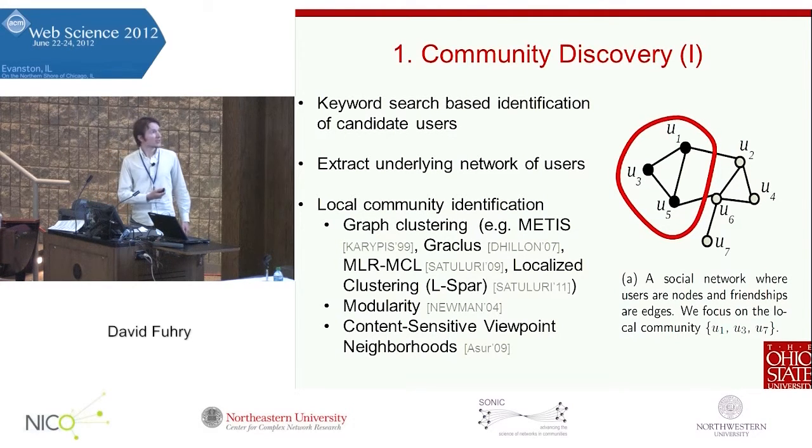So we suggest there's quite a number of works on graph clustering, which we present some here, or you could use modularity, or to involve content in helping to find these communities. There's some work on something called viewpoint neighborhoods. So there's quite a number of ways that you could start at finding terms at the top, and then secondly, go down and find interconnected networks.